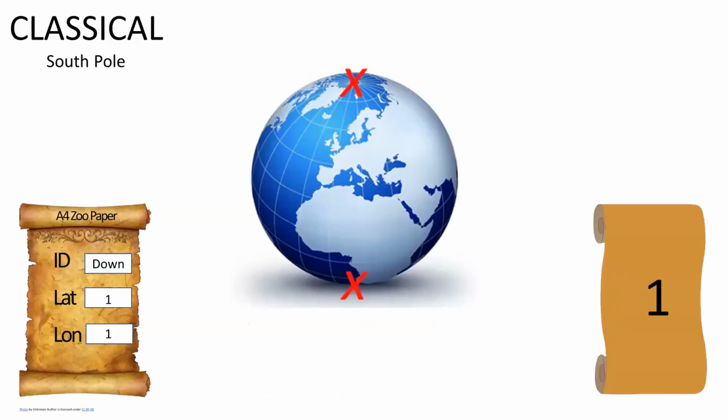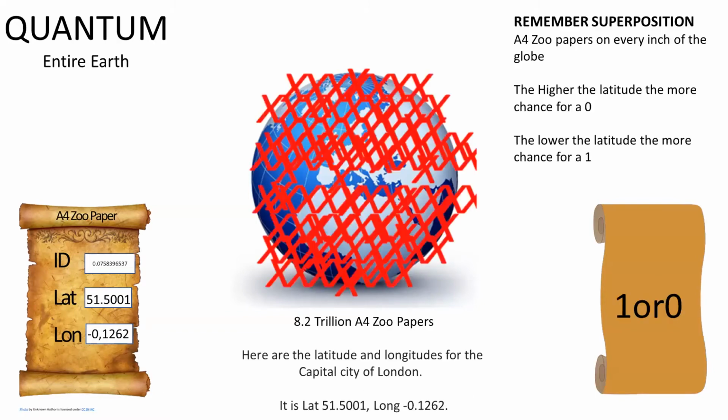So again, I don't mind saying this point many, many times. If you think of the Earth, in the classical world, you can only have a state at the North Pole or the South Pole and nothing in between. And it can be a 1 or a 0. Whereas in the quantum Earth, we can actually access and map to every single location on the Earth.